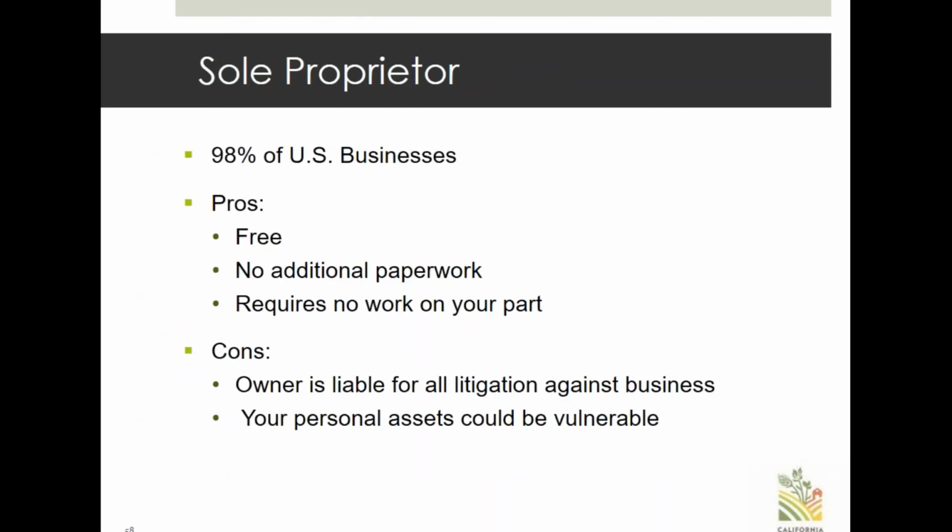Sole proprietorship. 98% of businesses in the United States are sole proprietorships. The advantage is it's free. There's no additional paperwork. In the case of a farmer, you'll build a Schedule F into your tax return, but other than that, which actually in some ways makes it easier to understand the business part inside your personal overall tax return, it really requires no extra work on your part, no fees, nothing.